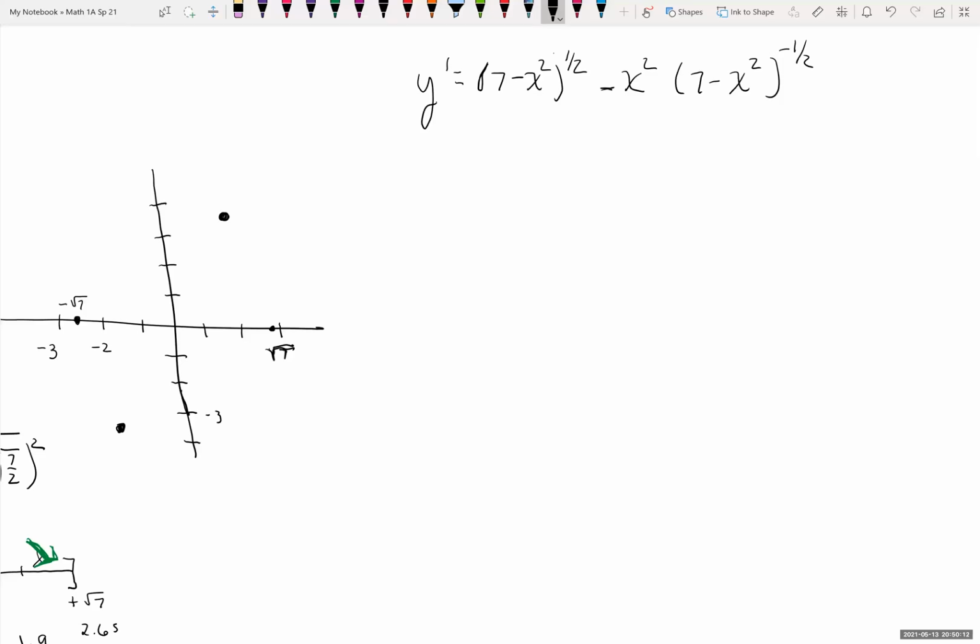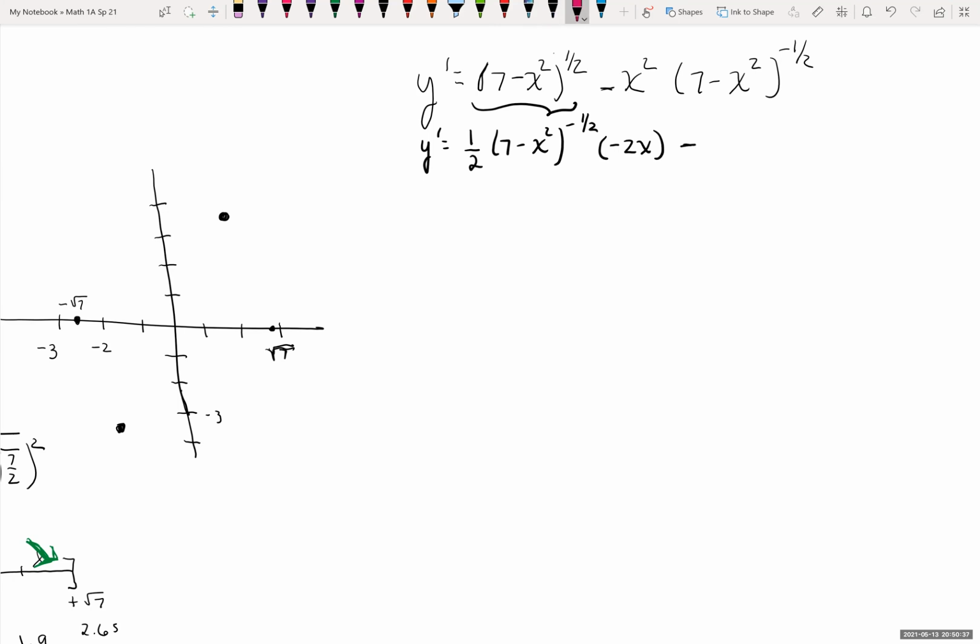Okay, so finding the second derivative, I pulled up our first derivative, rewriting it so it didn't have the radicals or anything in the denominator. I notice here for the first piece, we're going to use our chain rule, bring our power down front, 1/2, 7 minus x squared, the inside, subtract 1 from our power is -1/2, times the derivative of the inside, which is -2x.